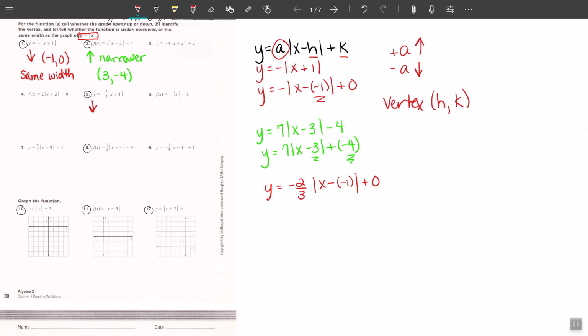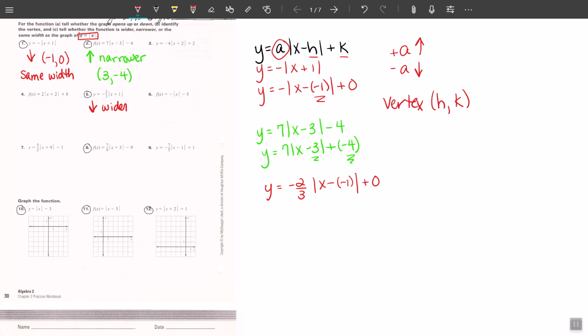Now we're looking at the 2/3. 2/3 is less than 1. Anything less than 1 for an a value is going to give us a function that is wider than the parent function. Remember again, the parent function has an a value of 1. So once we go less than that, we're going to start getting functions that grow wider. The sides rise a little slower.